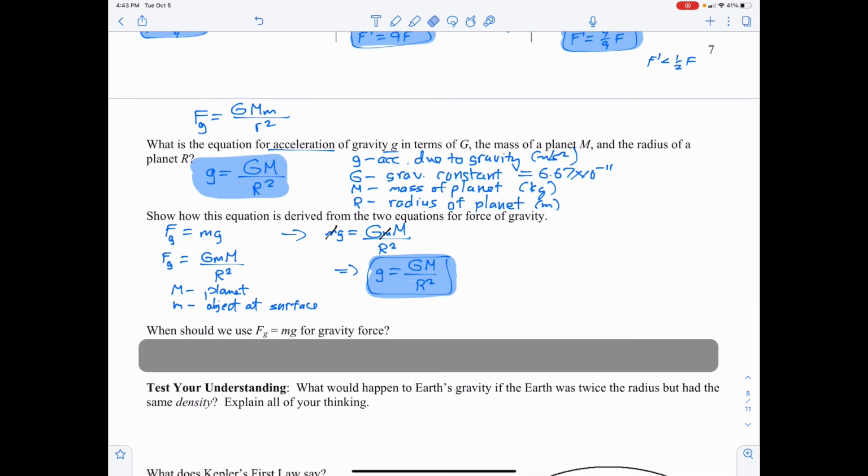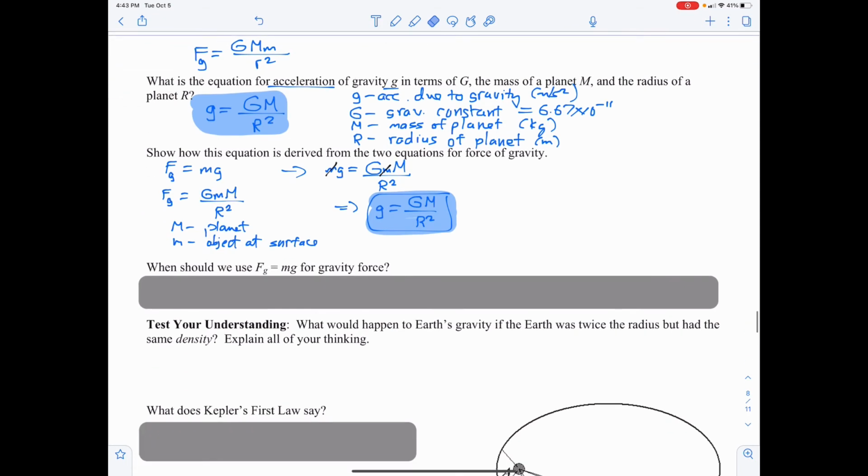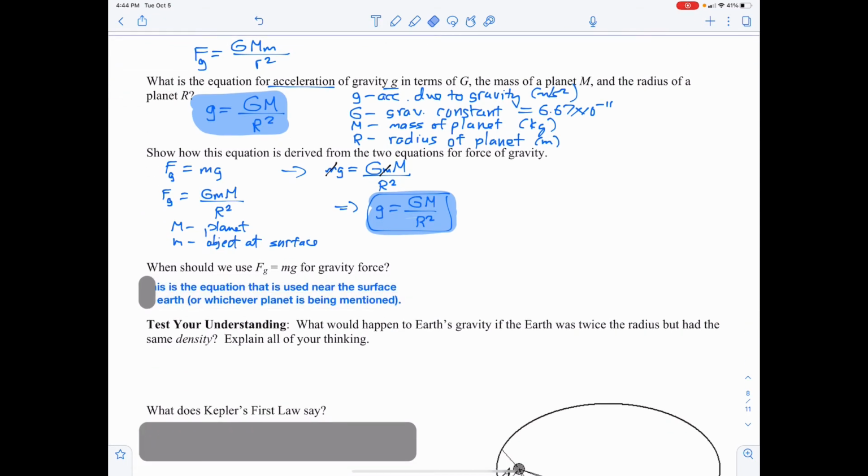So that begs the question, what should we use mg for in terms of gravity force? Well, if you heard me mention it a few minutes ago, mg is used when we're talking about near the surface of the Earth, or whichever planet we're talking about.